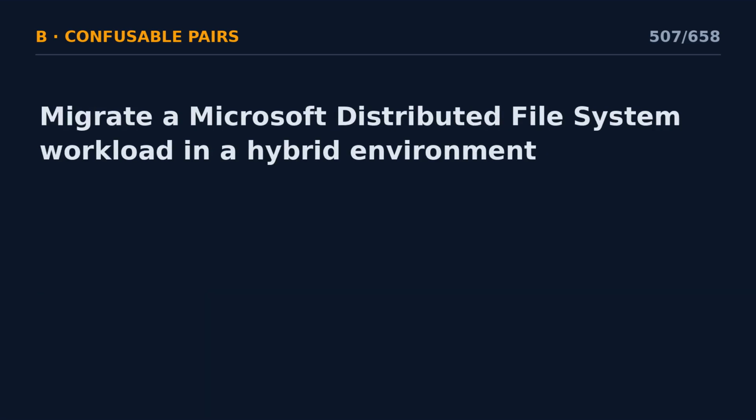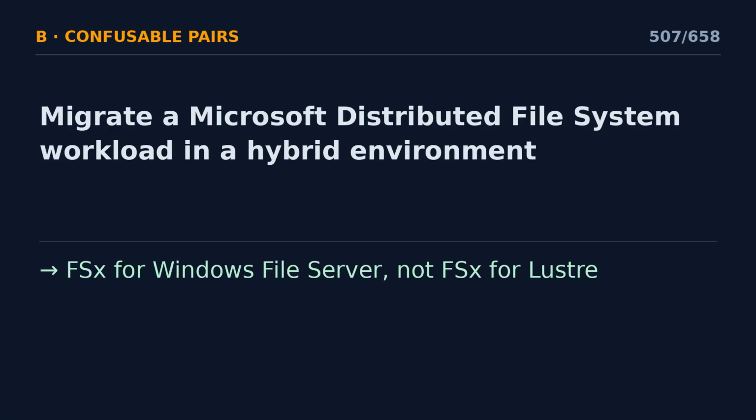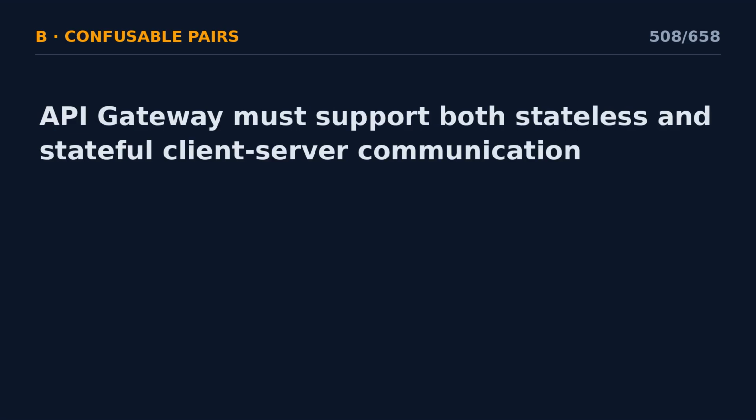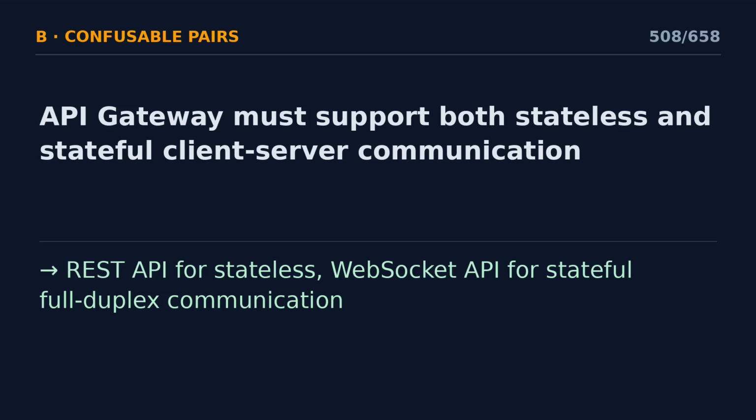Migrate a Microsoft distributed file system workload in a hybrid environment. Answer: FSx for Windows File Server, not FSx for Lustre. API Gateway must support both stateless and stateful client-server communication. Answer: REST API for stateless, WebSocket API for stateful full duplex communication.